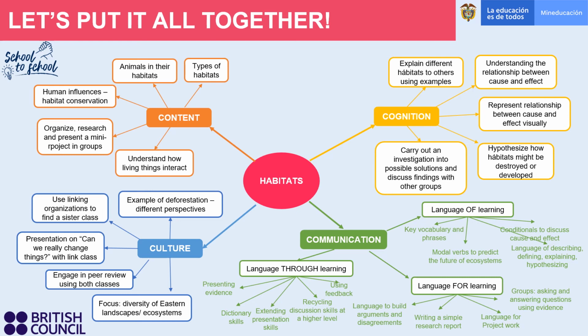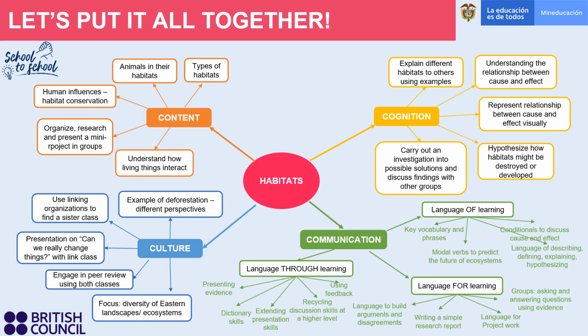Expanding from the theme, we find the 4 C's: content, cognition, communication, and culture. In content, you can see, for example, types of habitats, animals in the habitats, human influences and habitat conservation, organize, research, and present a mini project in groups, or understand how living things interact.